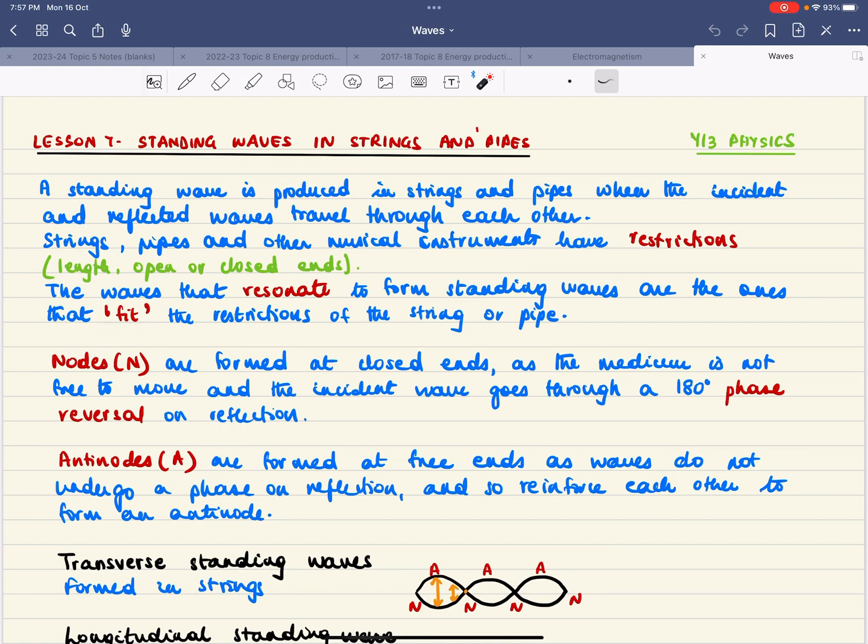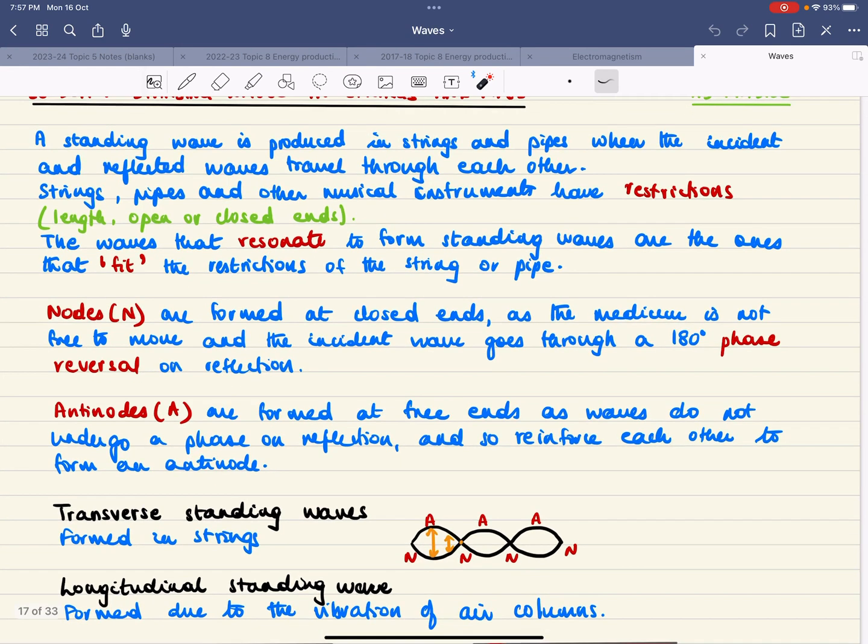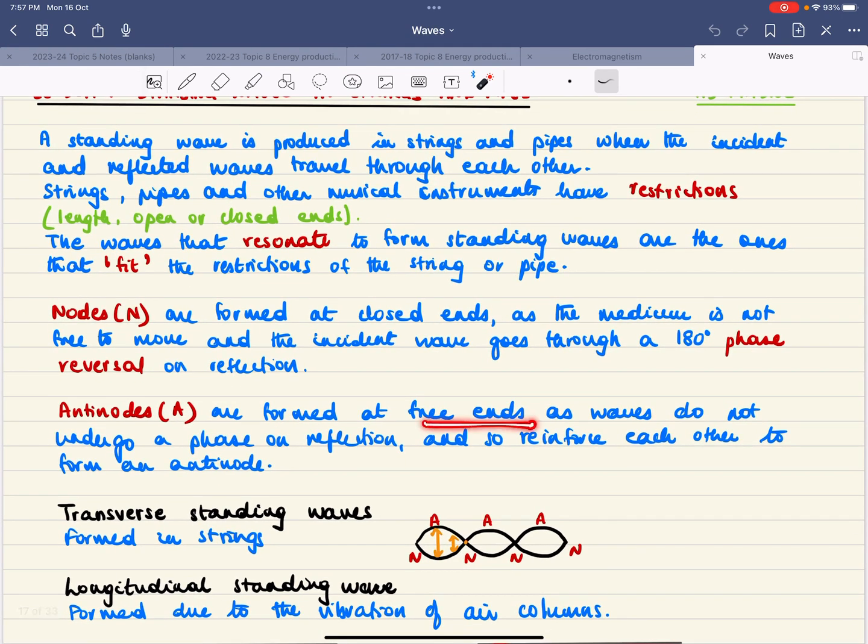or pipe. Nodes are formed at closed ends as the medium is not free to move and the incident wave goes through a 180-degree phase reversal on reflection. So you've got to say both these things: not free to move, and the 180-degree phase reversal on reflection. Antinodes are formed at free ends as waves do not undergo a phase change, and so reinforce each other to form an antinode. I left out the word phase reversal, so I'll just add that in now.